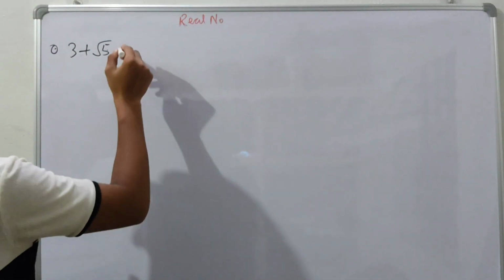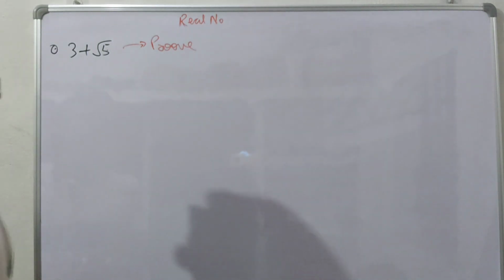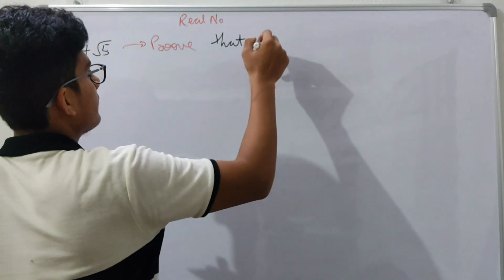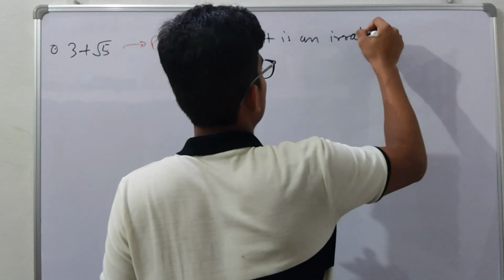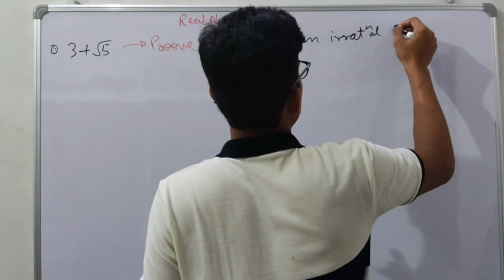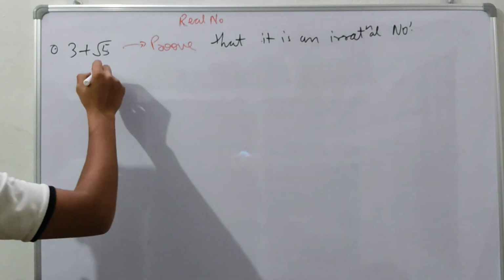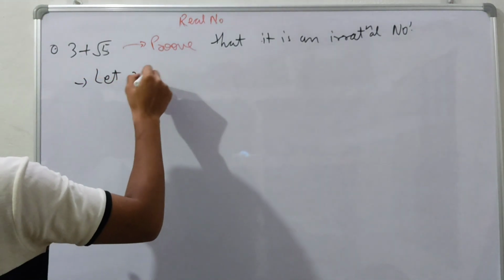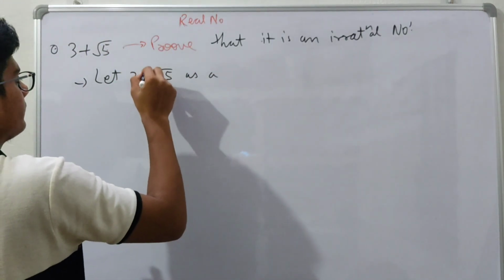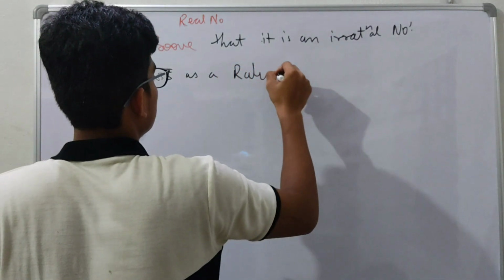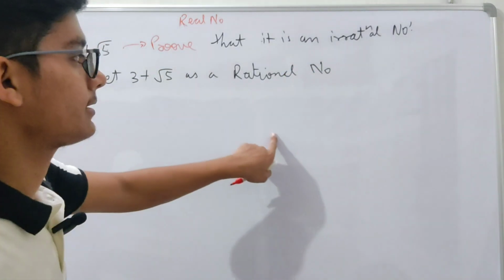So we have to prove that 3 plus root 5 is an irrational number. How can I prove that 3 plus root 5 is an irrational number? Similarly, let 3 plus root 5 be a rational number.